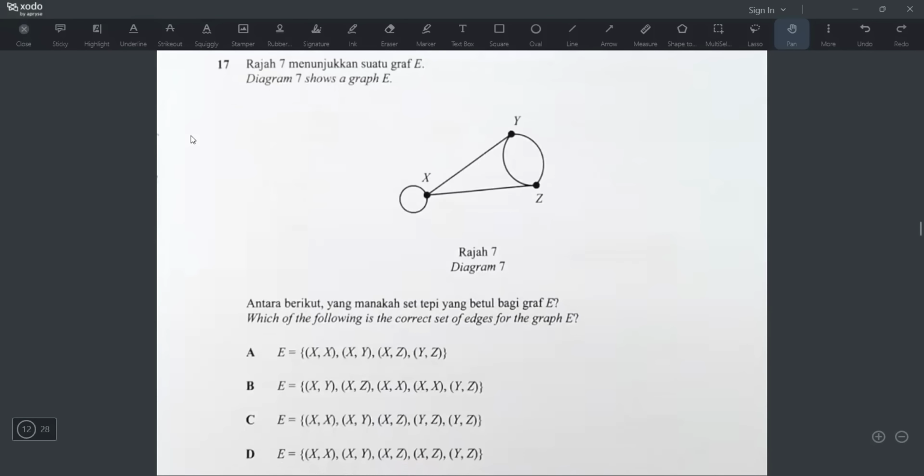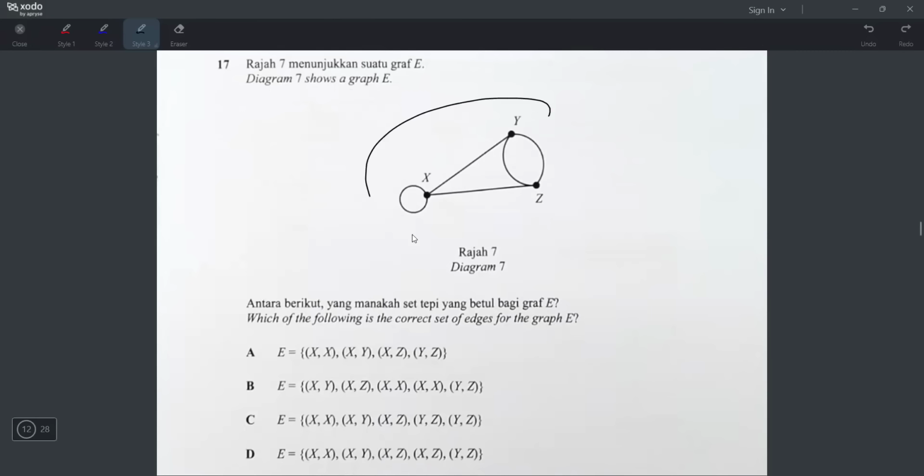Let's do question 17. Diagram 7 shows a graph E. So this is not a simple graph. I will definitely tell you it's not a simple graph. By the way, this is also the same chapter as the last question, Form 4 Chapter 5, graph theory. Why I say it's not a simple graph is because it has loops and it has multiple edges. When it has loops and multiple edges, it's not a simple graph.